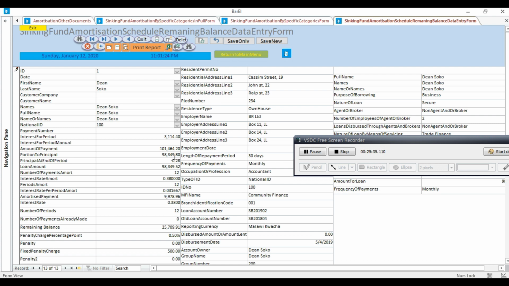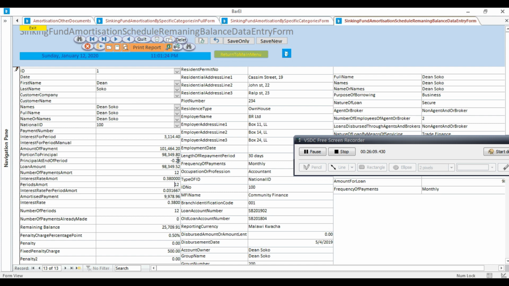You can see that the balance now is almost zero. With the amortization schedule in Excel, the principal at the end of the period was zero. Here is negative 0.28, which is very negligible. This is because of the difference on the last digits.